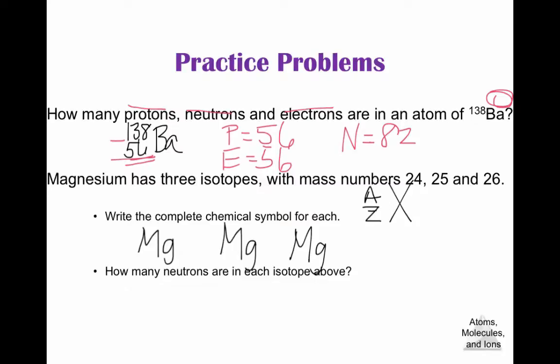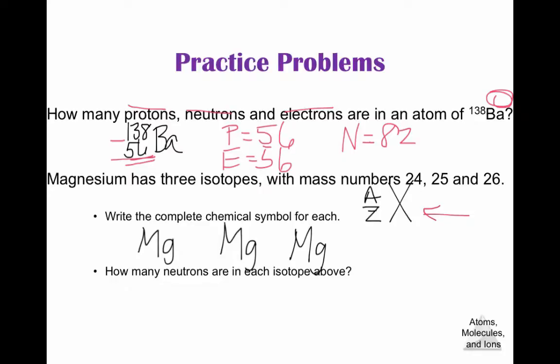In the second example, it tells us magnesium has 3 isotopes. We have masses of 24, 25, and 26. We first need to write the symbol for each. We know it's going to be Mg, and I included the way that we write isotopes, or the way that we write symbols, A over Z with the symbol X. So I know magnesium is Mg.